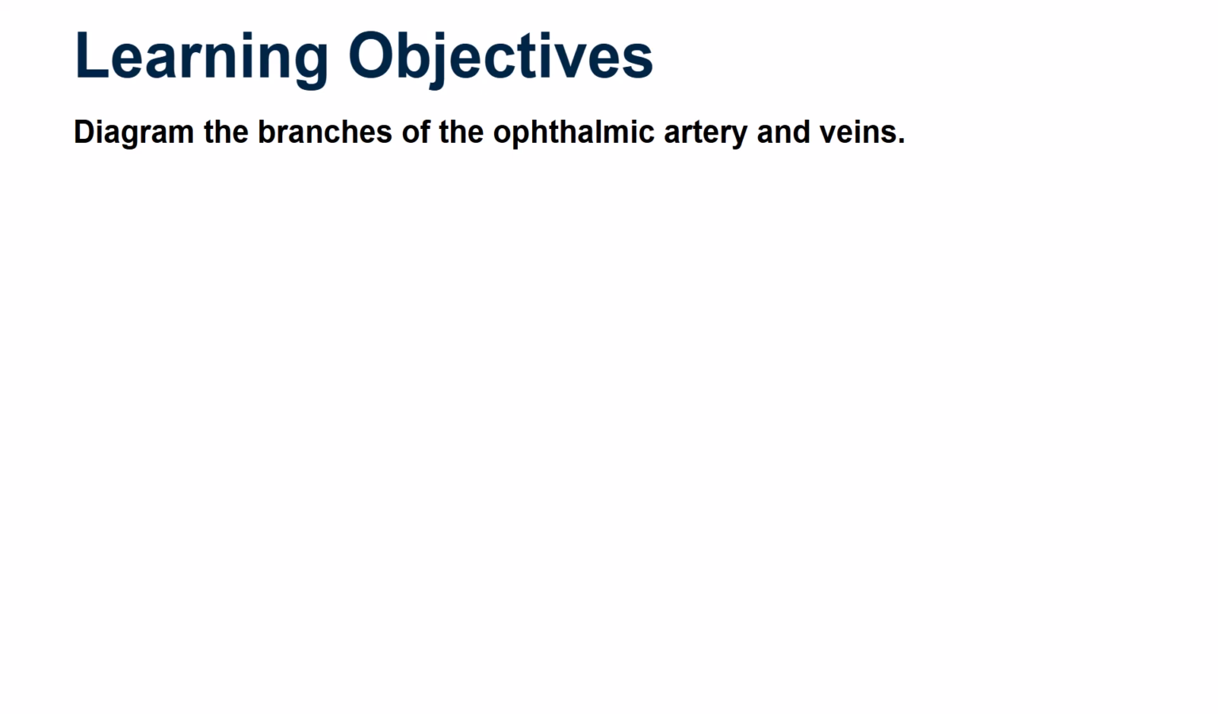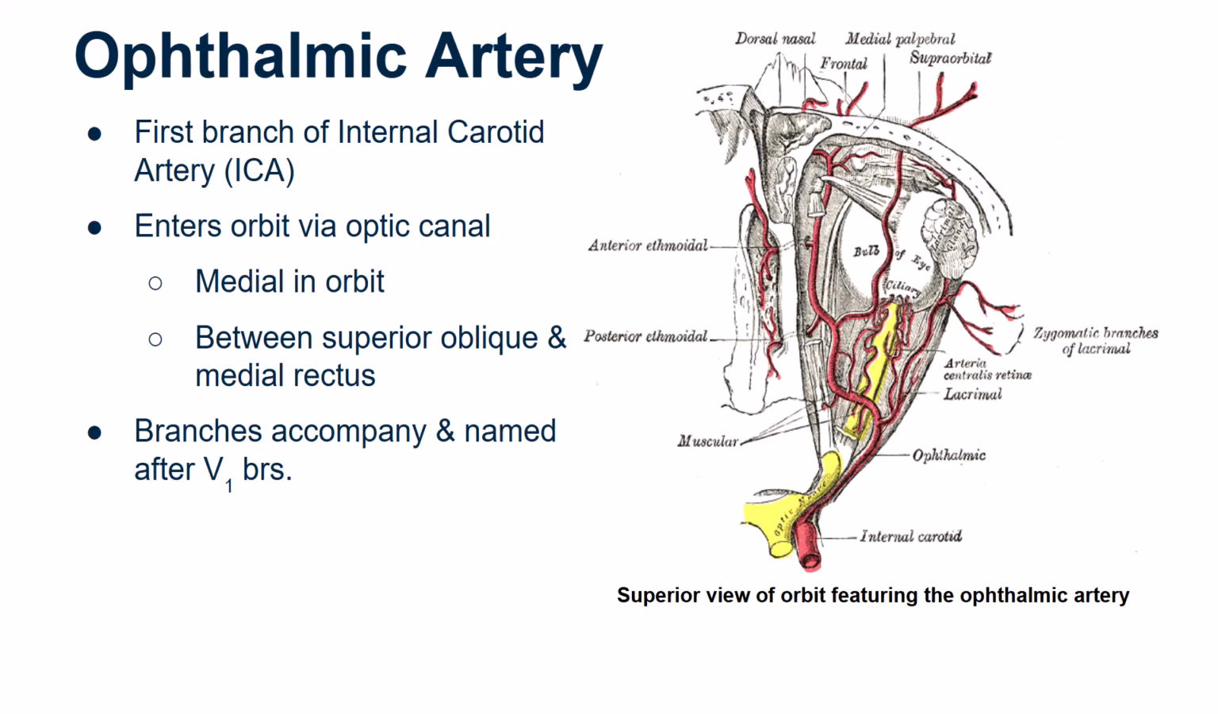In this video, we'll diagram the branches of the ophthalmic artery and veins. The most difficult portion of all of this is just remembering how to spell ophthalmic. Remember, PHTH. So the ophthalmic artery is the principal source of blood to the orbit and its contents.